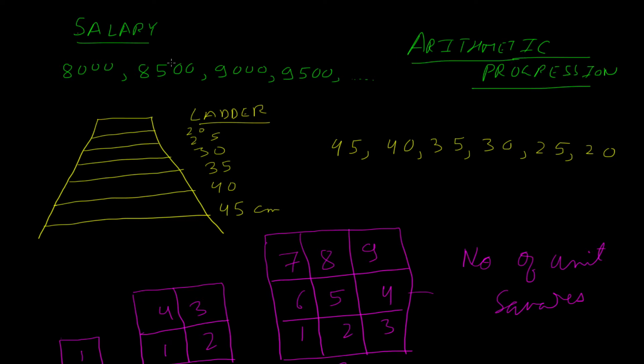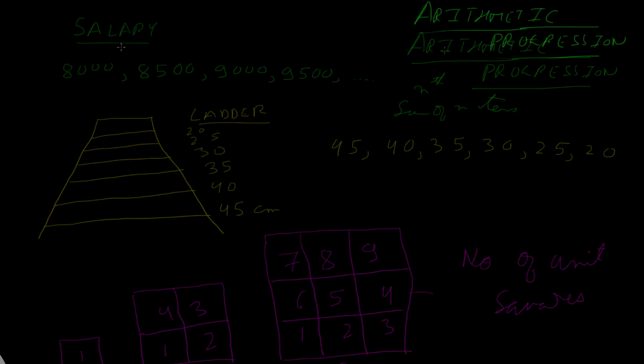The example here is this one where the numbers are increasing with a constant term: 500, 500, 500. This is an arithmetic progression. Or if the numbers are decreasing by 5: 45, 40, 35, 30. These are examples of arithmetic progression. So in this chapter we will look at how we define a general term called the nth term, or the sum of such n terms in an arithmetic progression. So we will have a look at it.